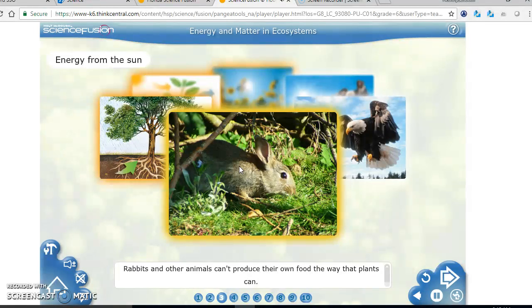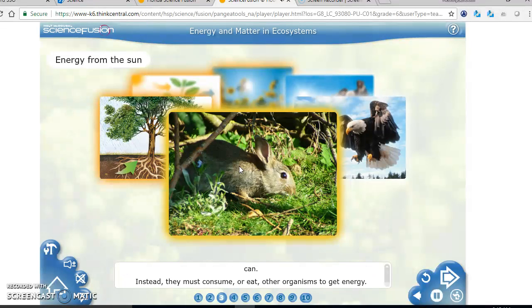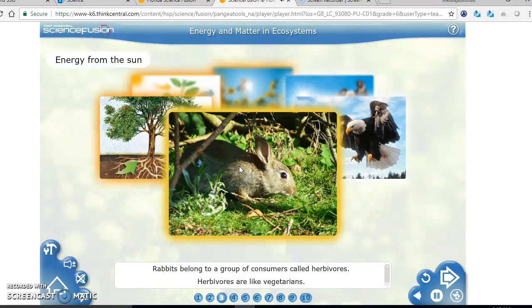Rabbits and other animals can't produce their own food the way that plants can. Instead, they must consume or eat other organisms to get energy. Because animals consume for food energy, we call them consumers. Rabbits belong to a group of consumers called herbivores. Herbivores are like vegetarians. They eat mostly plant matter.